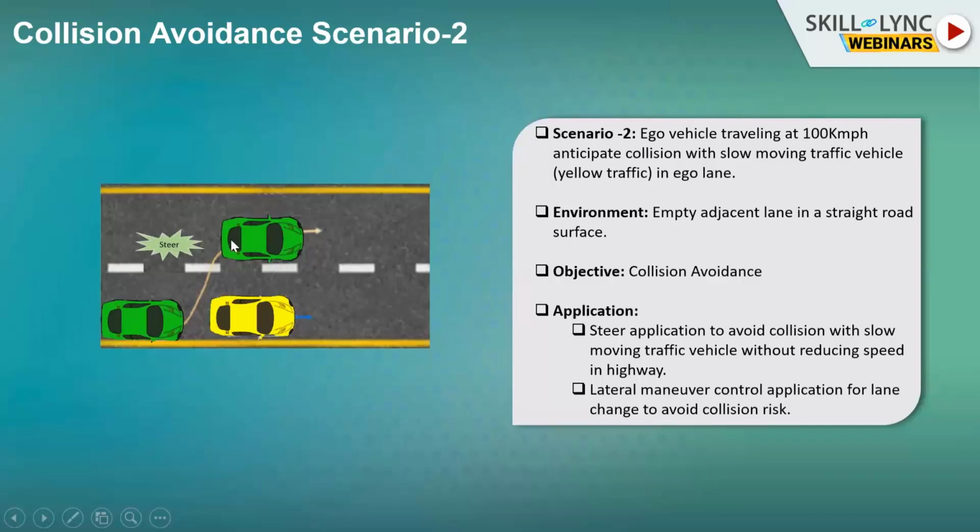So how does the lateral control function? The lateral control is basically dependent on the steer feature. Instead of applying brakes, it will do the steer control. It will get into the steer control mode, and it will change from its current lane to the adjacent lane. That's how the collision avoidance feature objective will be fulfilled.